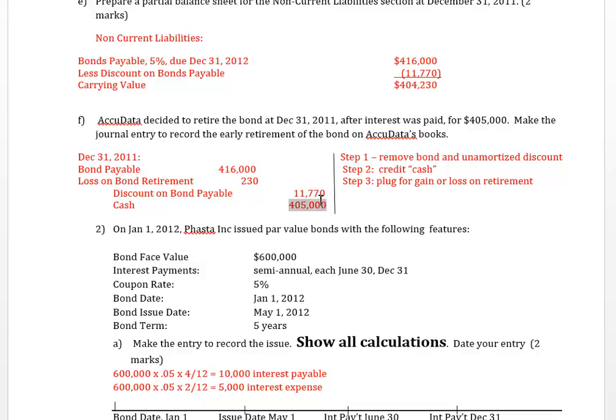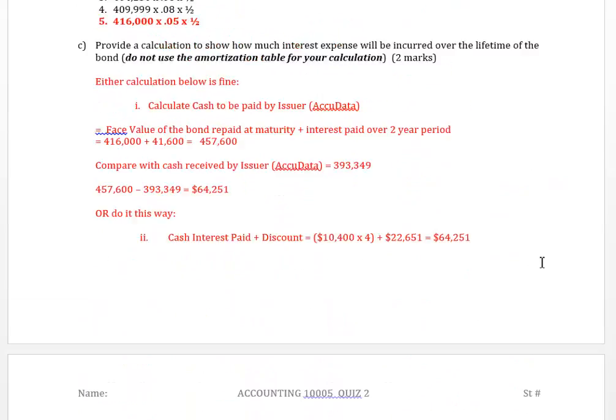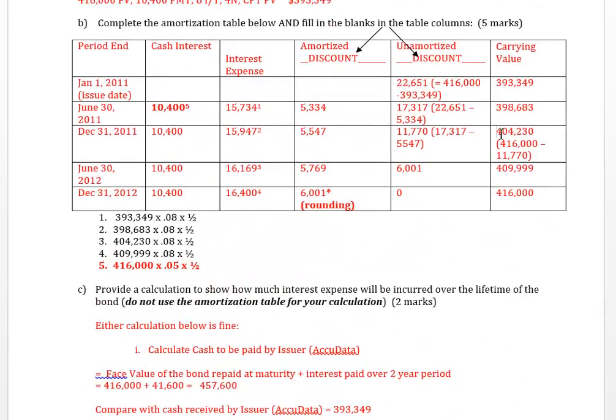Well, I've already told you in the question how much you're going to pay the investors to buy it back, which is $405,000. That's your second step. So your third step would be to plug for a gain or a loss. And you can see that when you add these two numbers, that's bigger than $416,000. So in order to plug it, you're going to have to debit a loss. So what does that mean? That means they paid $405,000, this is AccuData, to retire a bond that's on their books at only $404,230, right? So again, the idea is they're going to book some kind of a loss.